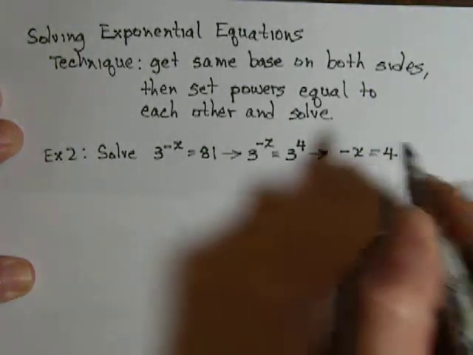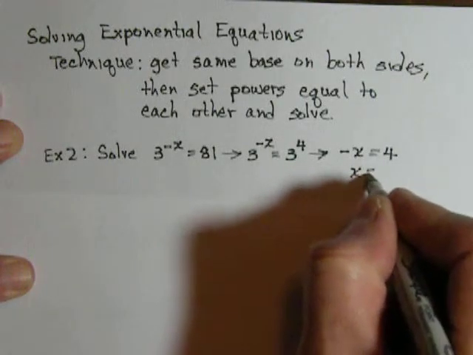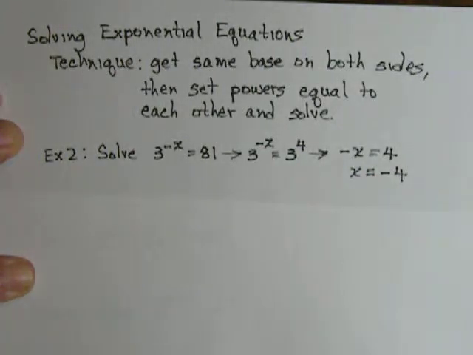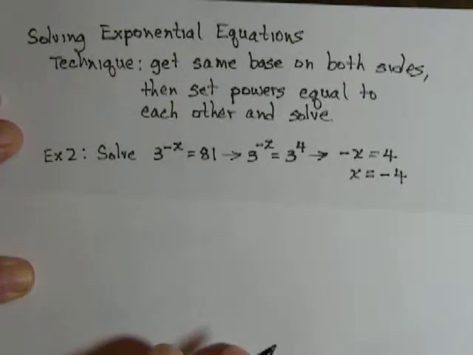And to solve this for x, multiply both sides by negative 1. x equals negative 4. And that is the answer to this original equation.